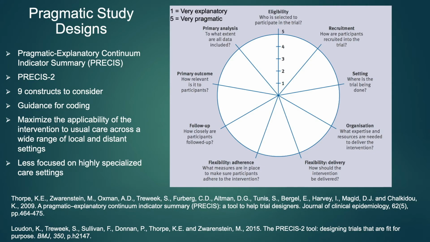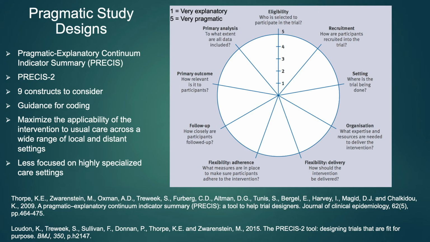I mentioned pragmatic study designs, and this is some really nice work that's been done in the PRECIS model, the Pragmatic Explanatory Continuum Indicator Summary. And this is a tool for thinking about how explanatory or pragmatic your study is going to be. And it's one way to frame a study as you're thinking about it. And there are 9 constructs in the PRECIS-2 model, thinking about eligibility, who's selected, how are participants recruited, what's being done in the trial, what expertise and resources are needed, the flexibility, how the intervention should be delivered, adherence to the intervention, follow-up, the main outcomes.